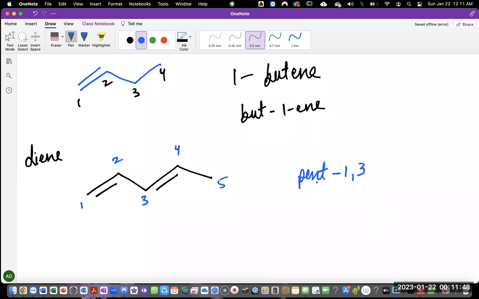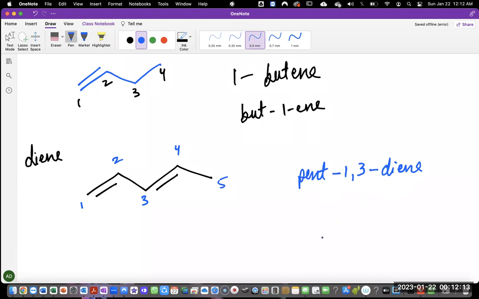You guys remember, whenever there's a name and a number, you put a dash. And when you have 2 numbers next to each other, you put a comma. So pent-1,3-diene, right? You see that we're putting this number right in front of the diene to be very particular that the 1,3 belongs to the diene and nothing else.